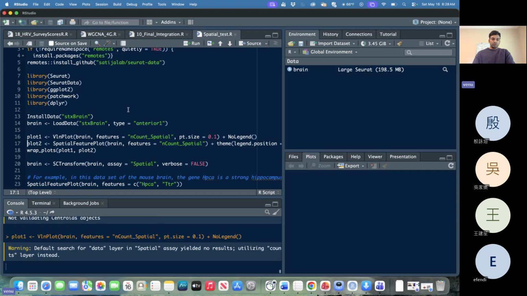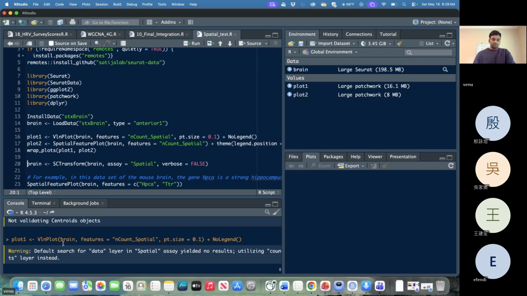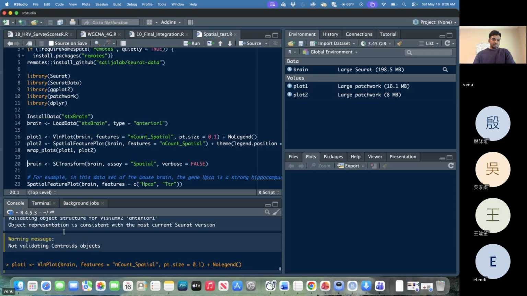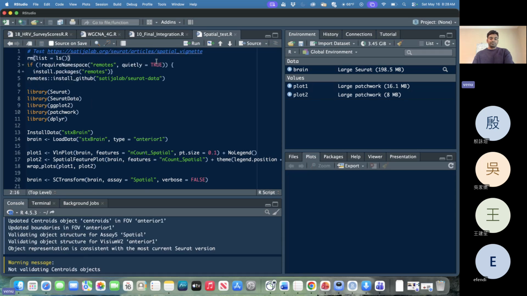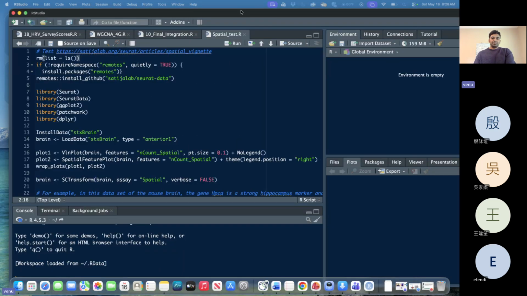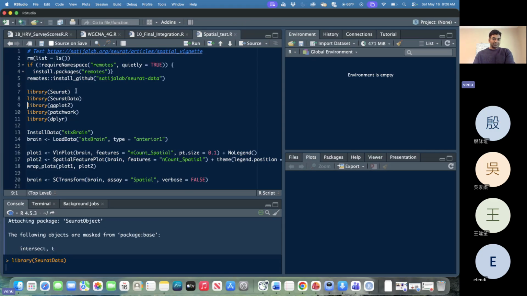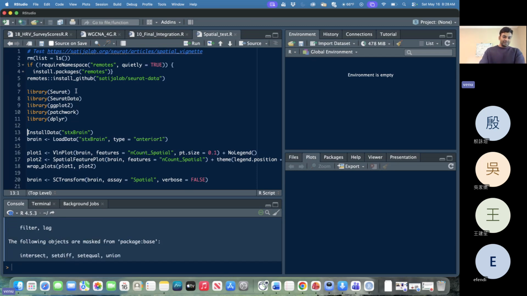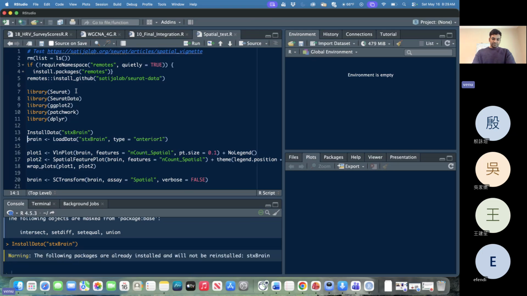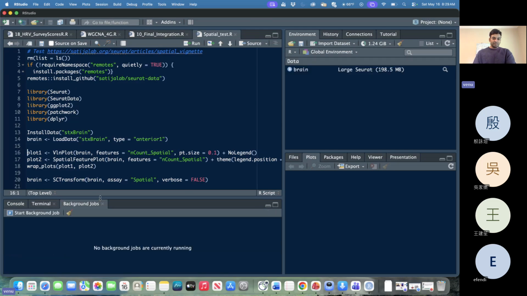I want to see what the quality of the data is. Let me restart the session. Whenever I try the Seurat package on my local computer, it always gives me trouble because of the size of the data. Following will not be reinstalled. Okay, then I'm reading the brain. Load that data, and that will give me the information.